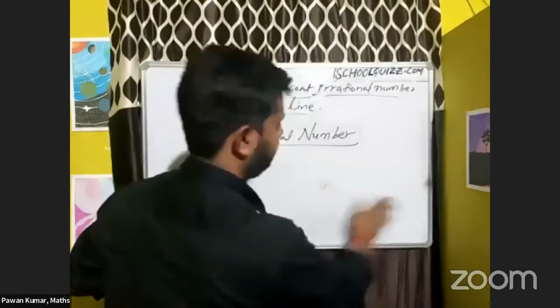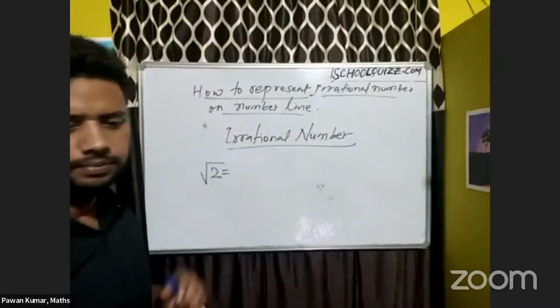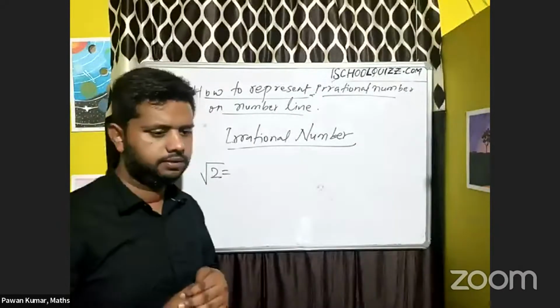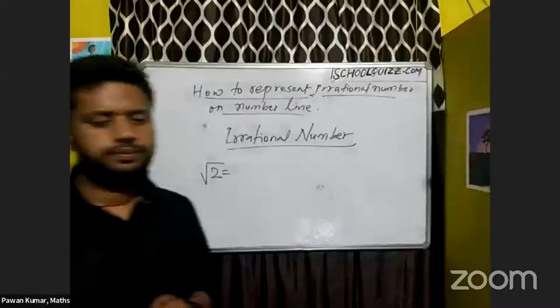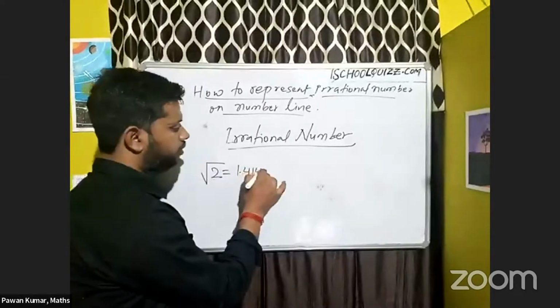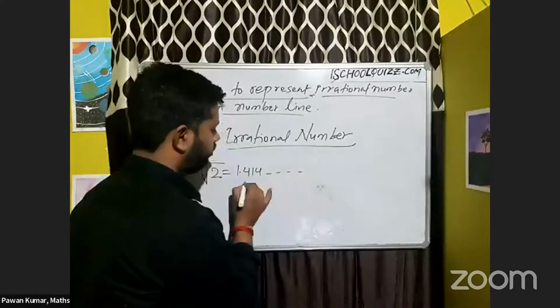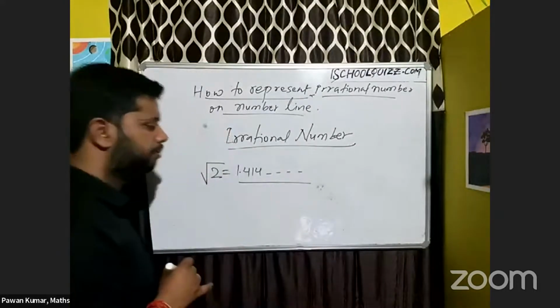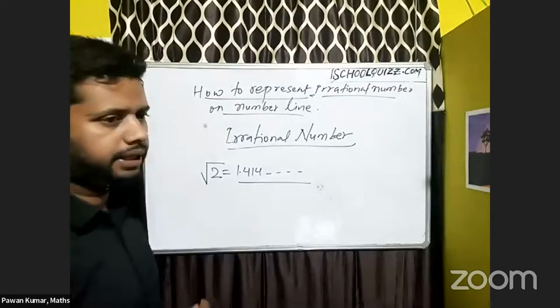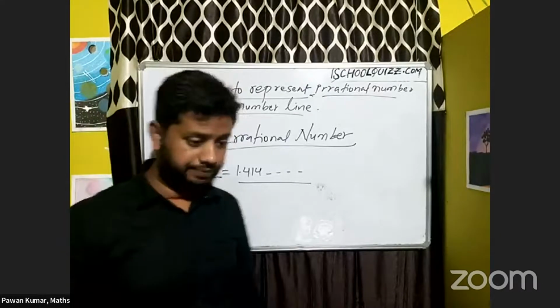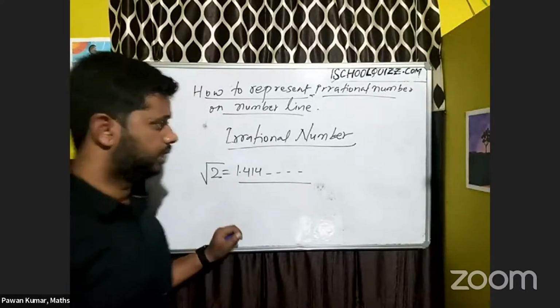How many of you are able to find the root 2 value? Yes, sir, I know. What is the root 2 value? Sir, if I'm getting 1.414 and so many numbers which are not repeated, it means the decimal I'm getting is non-terminating and not repeating. So how can we do this?